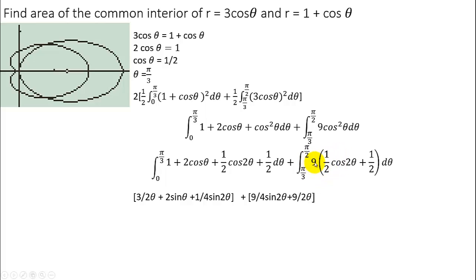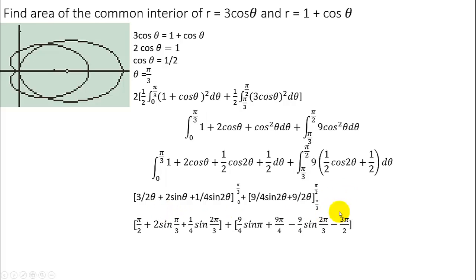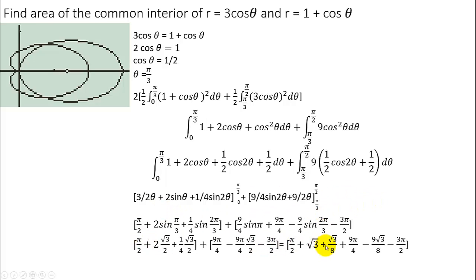And over here we multiply 9 through and have the 9/2. We have 9/4 sine of 2 theta plus 9/2 theta. And we're integrating from 0 to pi over 3 on the first one, and pi over 3 to pi over 2 on the second one. Then when we plug in the values, we do lots of arithmetic, we end up with 5 pi over 4.